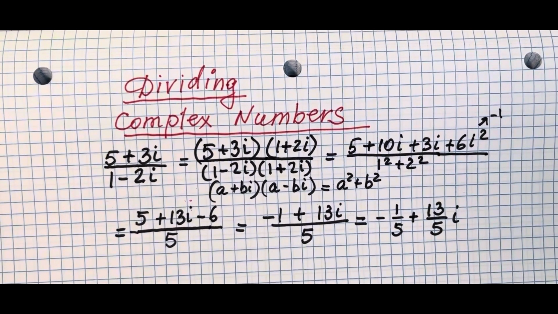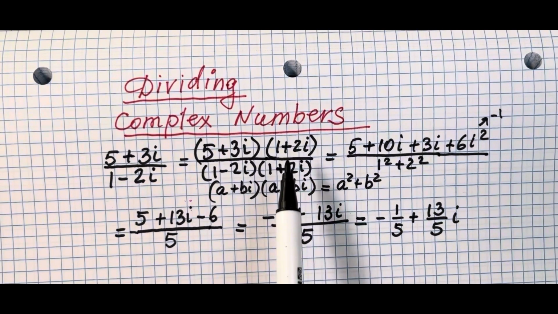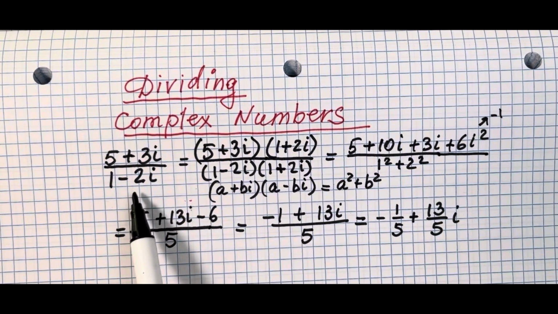So remember the method when you're working with dividing two complex numbers: you have to multiply the numerator and denominator by the complex conjugate of the divisor. And that would be your rule.